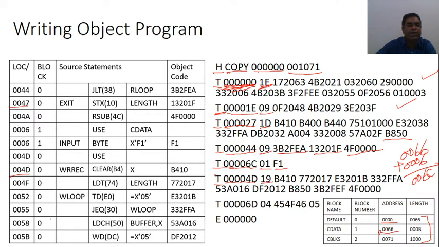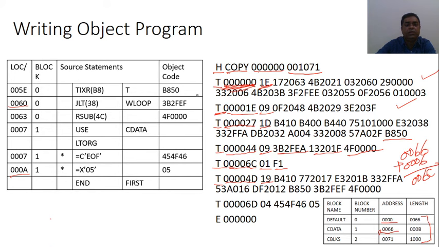And after that, just write the object code B410, then 772017 until 4F0000. It is written here. You can see here all the object codes are written. Now our next text record is from the C data block. You can see here our C data block starts from here, and I am getting the object codes which are from the C data block.